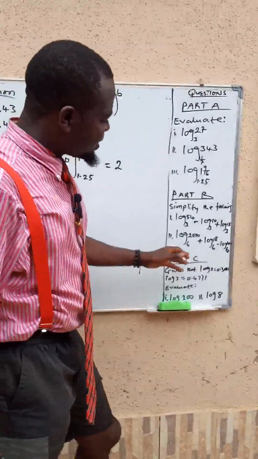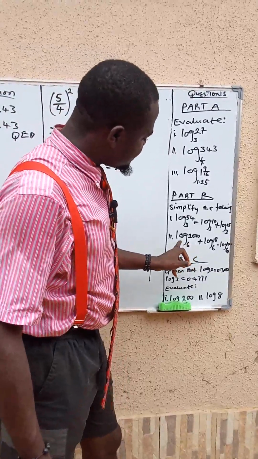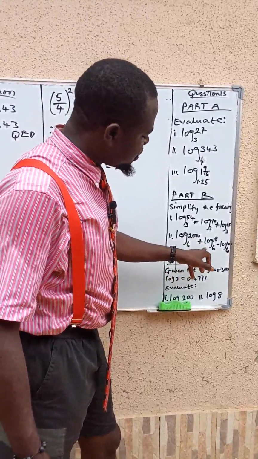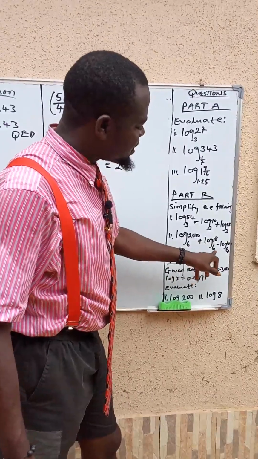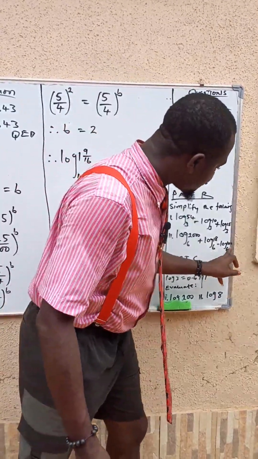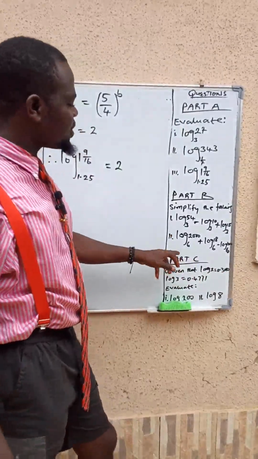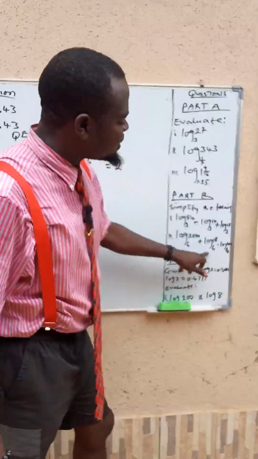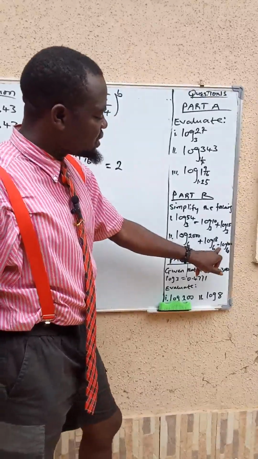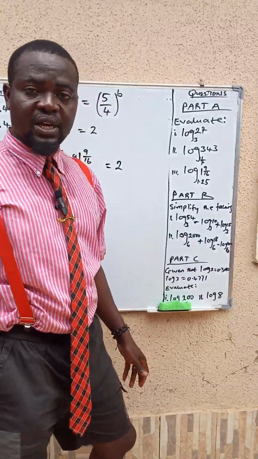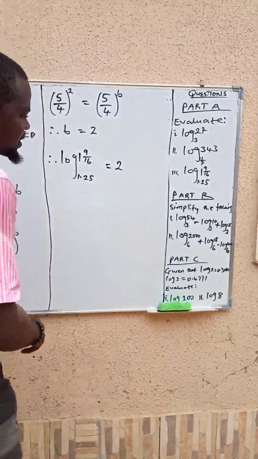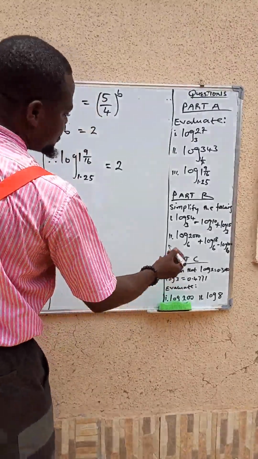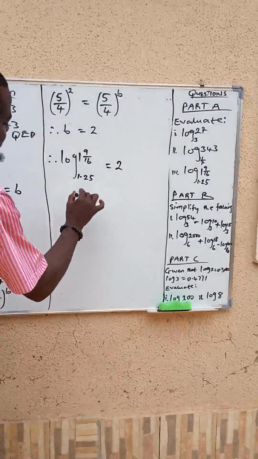So this one is log 2000 to base 6 plus log 18 to base 6 minus log 1000 to base 6. So what you do here is 2000 multiplied by 18, since they are having the same base. Then this minus, since there's minus here, you divide it by 1000. Let me quickly do Roman numeral 2. That is part B.